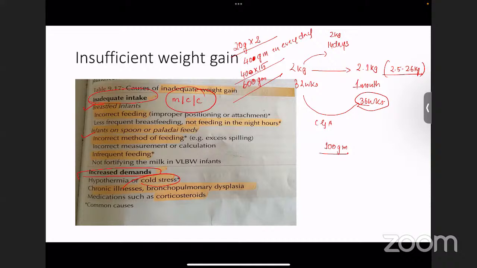So cold stress and hypothermia must be avoided in all preterm low birth weight babies until they gain an adequate weight of 2.5 kg. And if the baby is on corticosteroid, like in BPD where we give corticosteroid, the child may not gain adequate weight because of that.